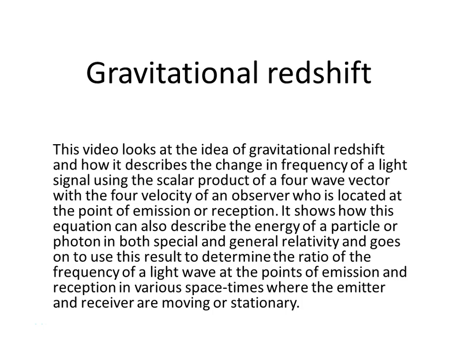This video looks at the idea of gravitational redshift and how it describes the change in frequency of a light signal using the scalar product of a four-wave vector with the four velocity of an observer who is located at the point of emission or reception.